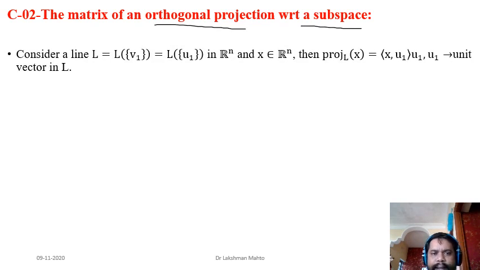So consider a line. If you're saying a line, then definitely it will have only one direction. So easily you can convert v1 into an orthonormal vector u1, because there is only one vector. u1 is the direction of v1. So this one is a line, and we are taking any vector x from Rn. Then we project this x over the line. This is the projection of x on the line. This is the projection vector.